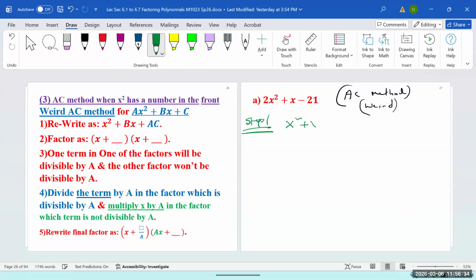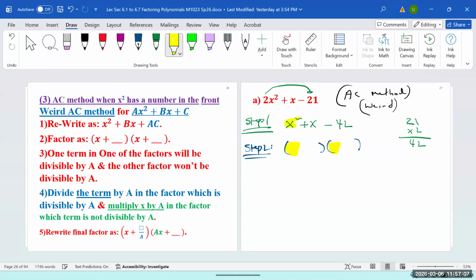So x squared plus x minus, no more 21, we multiply 2 times 21. What is 2 times 21? 21 times 2, 42. And now we factor. So step 2, factor. Find two numbers, multiply to negative 42, combine to positive 1. So we split our x squared into 2 pieces, and we split our negative 42 into 2 pieces.